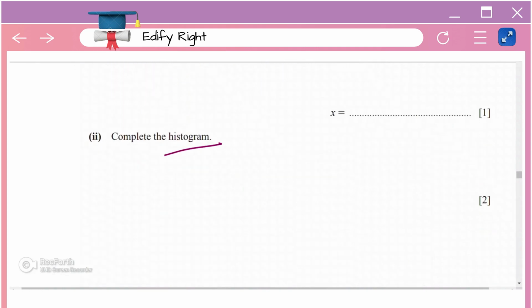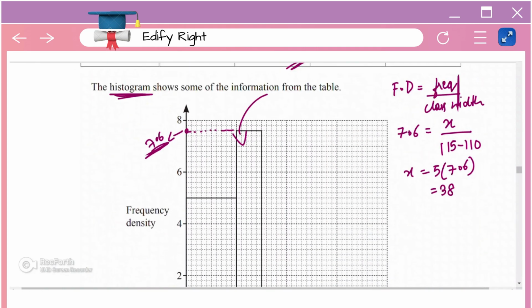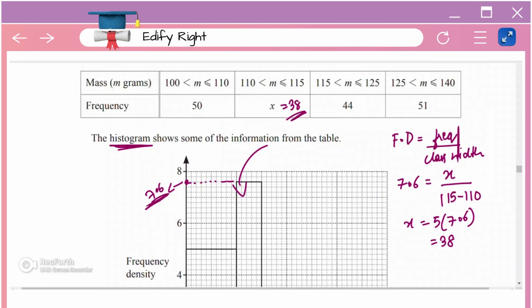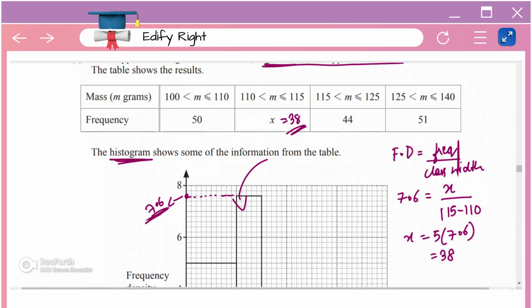Next we have complete the histogram. So alright, this is pretty simple. You just have to calculate the heights of each of the boxes that you're going to draw. So let's try doing that. Here we have 44 and the class width is 125 minus 115. So let me figure out the height, or the frequency density. That is 44 upon 125 minus 115, which is equal to 4.4. Alright, so my box which goes from 115 to 125 should have a height of 4.4.